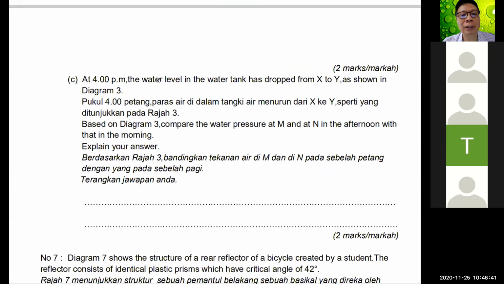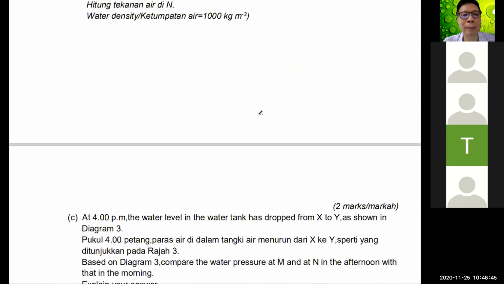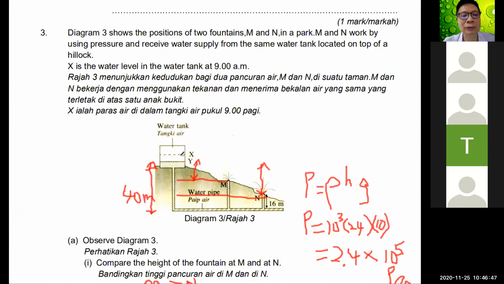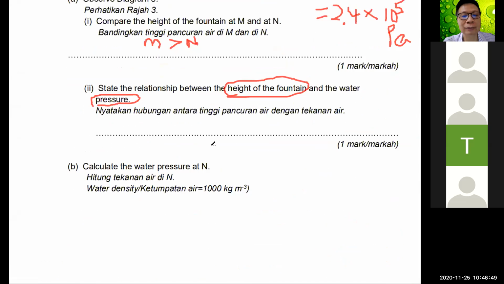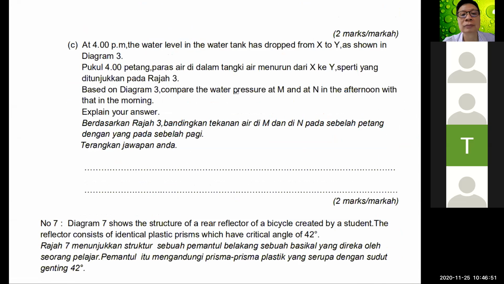At 4 p.m., the water level has dropped from X to Y. Here to here, dropped from X to Y. Okay. Based on the diagram, compare the water pressure at M and N in the afternoon with that in the morning. Okay, definitely the answer is the water pressure decreases.